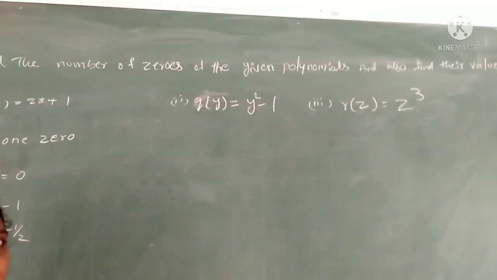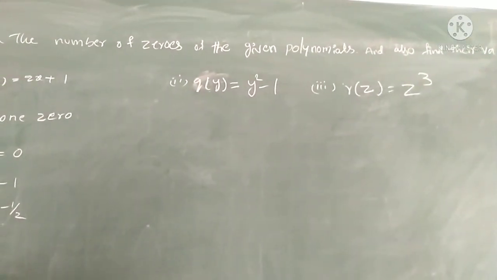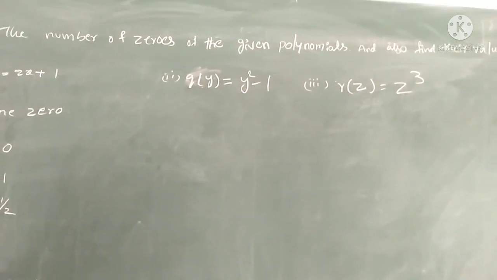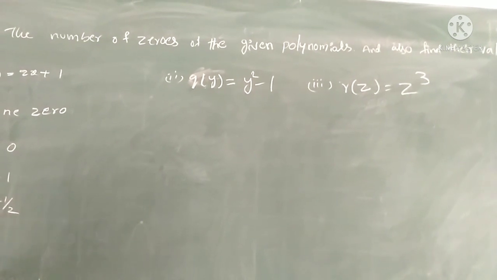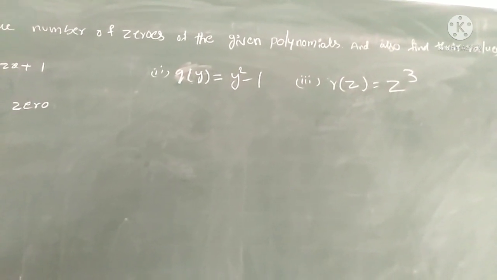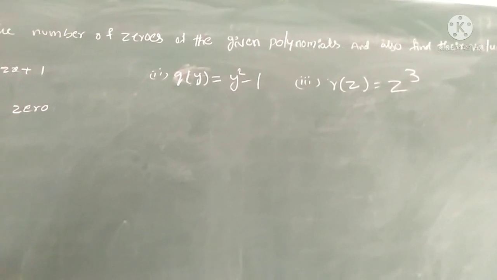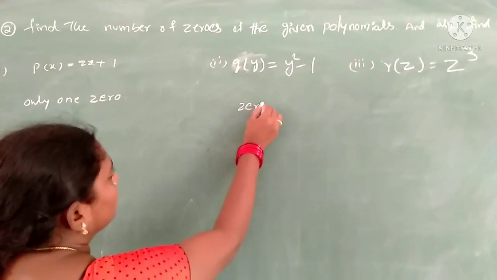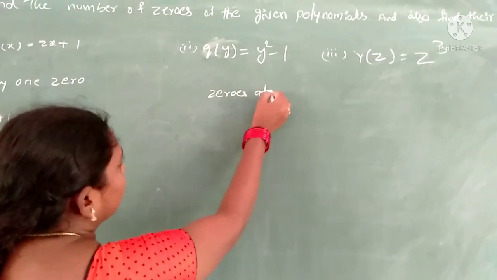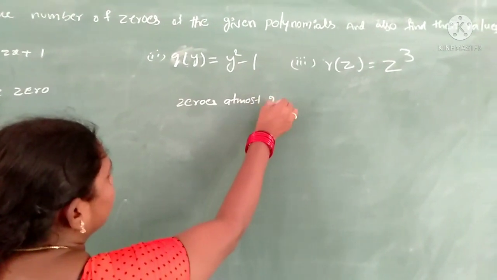Next one, q of y equal to y square minus 1. So it is a quadratic polynomial. It has at most 2 zeros.